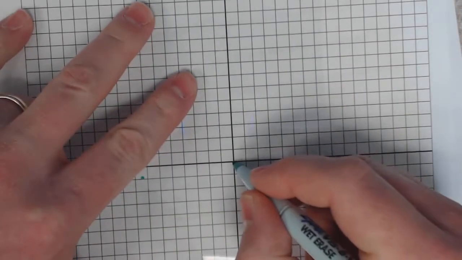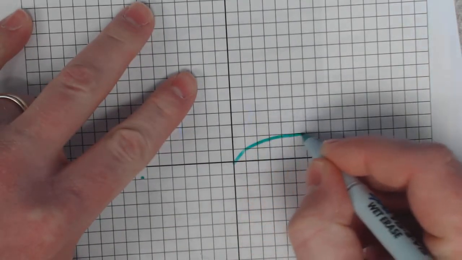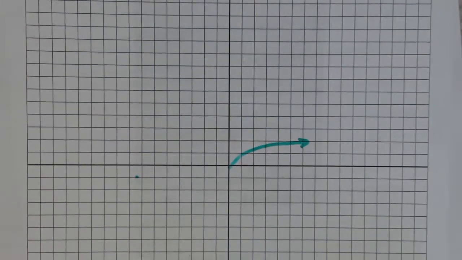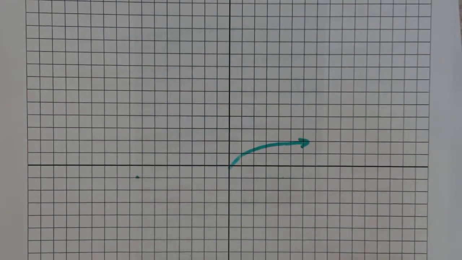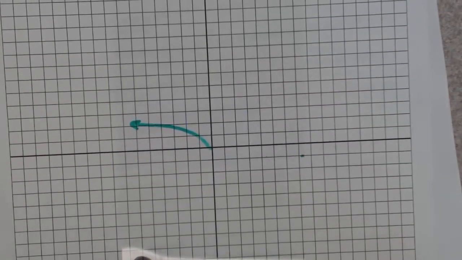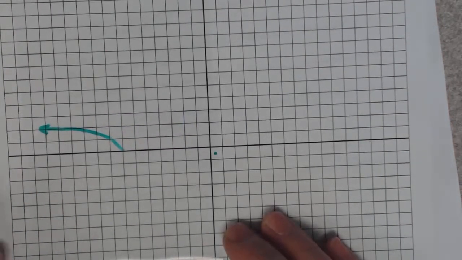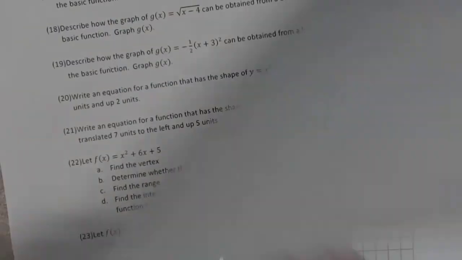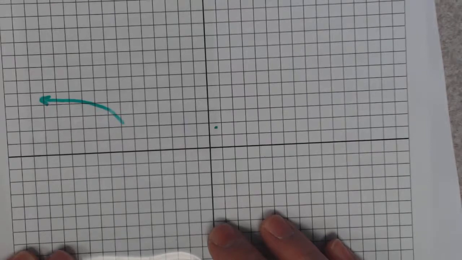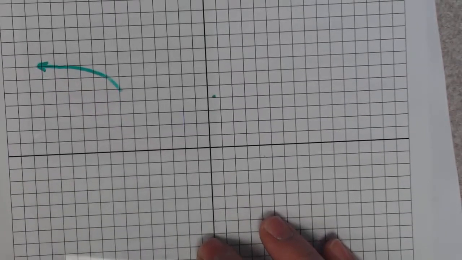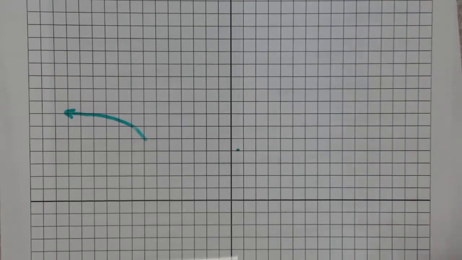So if I take the regular y equals square root of x, there's y equals square root of x. Okay. And I want to reflect it across the y-axis, so I want to flip it this way. Alright. Then I want to move it to the left 7. 3, 4, 5, 6, 7. And then I want to move it up 5. 1, 2, 3, 4, 5. I want to do it in that order. Whatever order it says, that's the order I'm going to do it in.